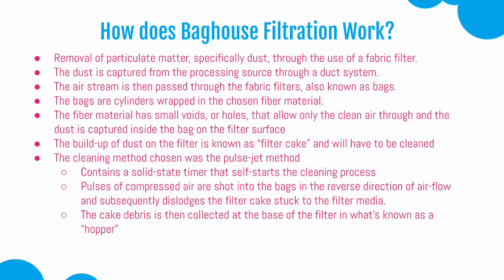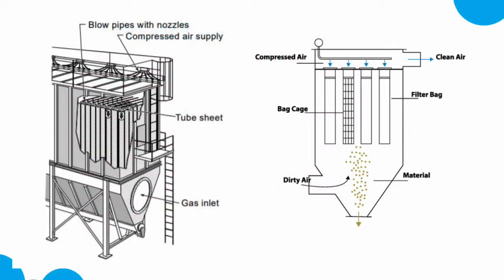The cleaning method chosen was the pulse jet method. The pulse jet method contains a solid-state timer that self-starts the cleaning process. Pulses of compressed air are shot through the bags in the reverse direction of the airflow, and this dislodges the filter cake stuck in the filter media. The cake debris is then collected at the base of the filter in what is known as the hopper and discarded properly. Here you can see a simple drawing of a baghouse filtration system.